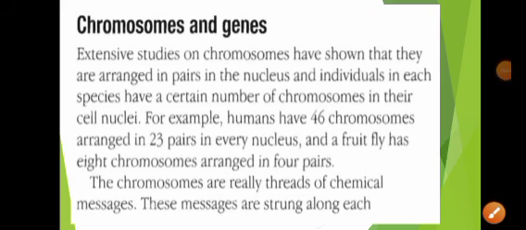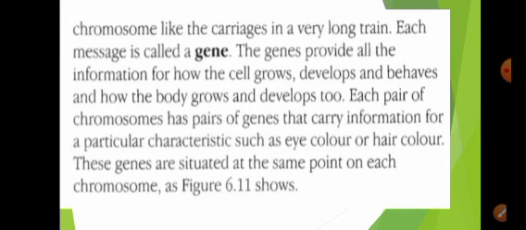Chromosomes and genes. Extensive studies on chromosomes have shown that they are arranged in pairs in the nucleus, and individuals in each species have a certain number of chromosomes in their cell nuclei. For example, humans have 46 chromosomes arranged in 23 pairs in every nucleus, and a fruit fly has 8 chromosomes arranged in 4 pairs. The chromosomes are really threads of chemical messages. These messages are strung along each chromosome, like the carriages in a very long train. Each message is called a gene.